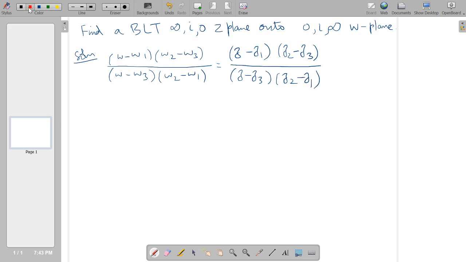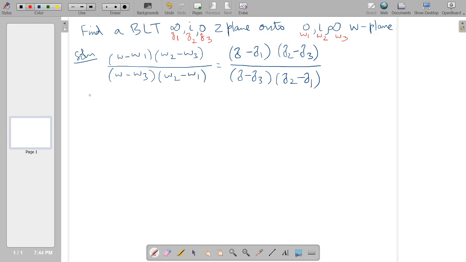As usual, what you do is you name the points infinity, I and 0 as Z1, Z2, Z3 and W1 as 0, I as W2 and infinity as W3. So W3 is infinity and Z1 is infinity.